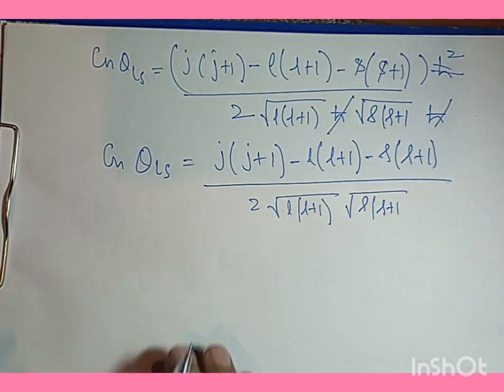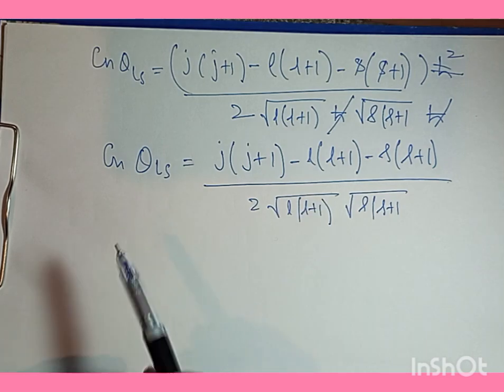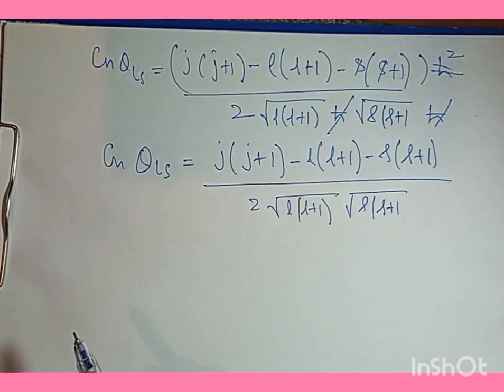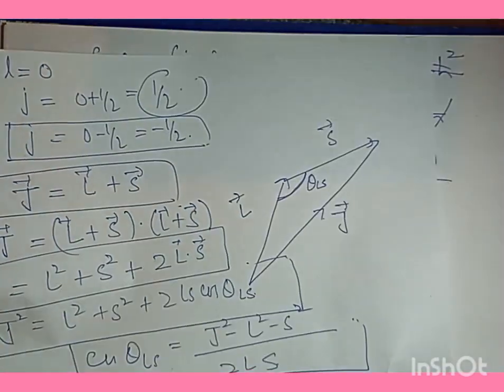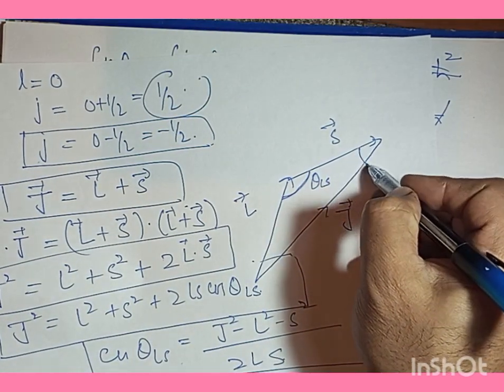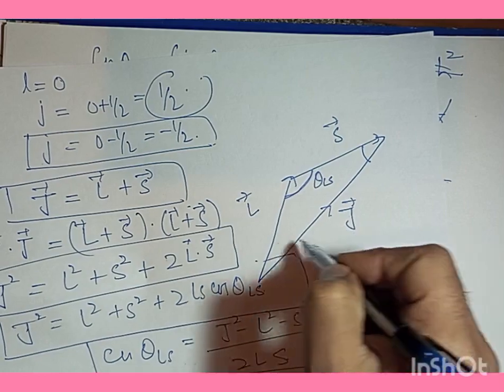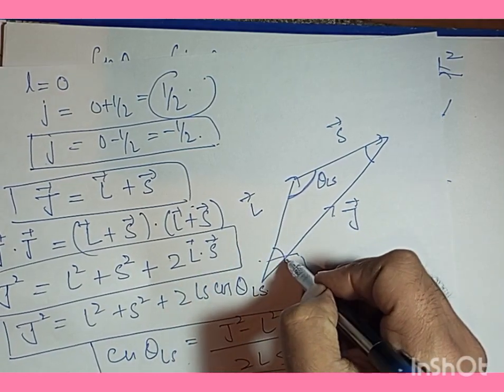All right. So from this equation, we can calculate the value of theta LS, and with the same procedure, we can find the angle between S and J. We can also find the angle between L and J.